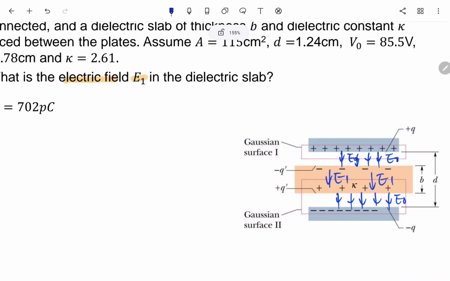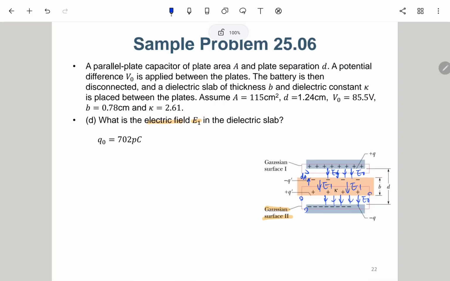Okay, so here we define the Gaussian surface 2 like this. This side is inside the bottom plate, this side is inside the dielectric, and this side is here and here. Similarly, these sides contribute nothing, so only this part will contribute to the surface integral. For this one, dA is pointing upward, so E1 and dA actually point in opposite directions.